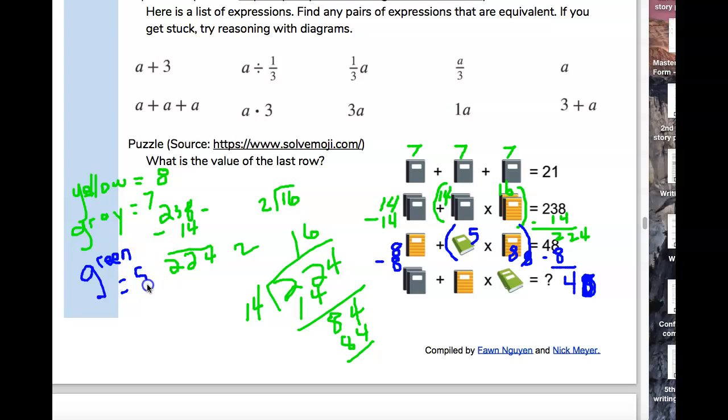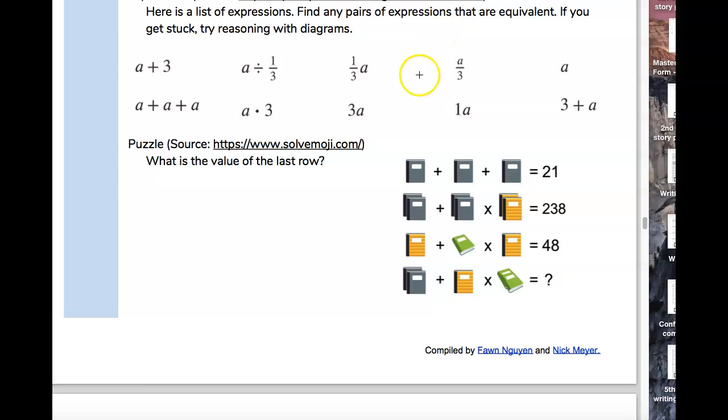All right, so I wish I could erase just this part so you could see. All right, well, let me write this down. Yellow is 8, gray is 7, and green is 5. All right, so let me take this off here so I can show you. All right, so they want us to ultimately solve for this, and I'm going to let you do that one, but let's take a look.